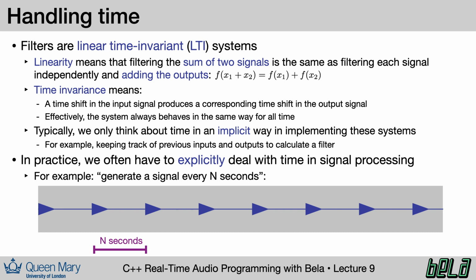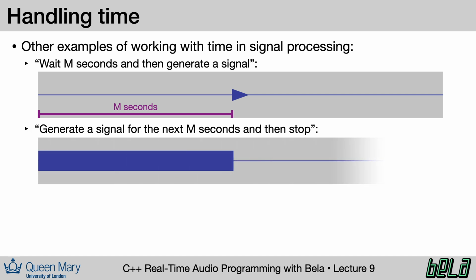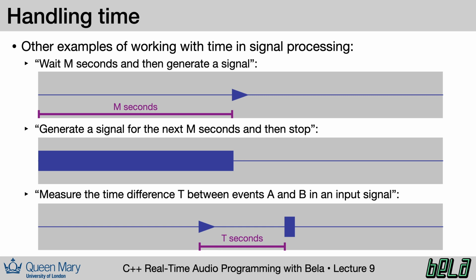n seconds. Other examples might be to wait a certain period of time and then generate a signal, to generate a signal that lasts a certain amount of time and then stop, or to measure the time difference between two events. All of these problems require that we explicitly take account of time in our signal processing. How do we do this?